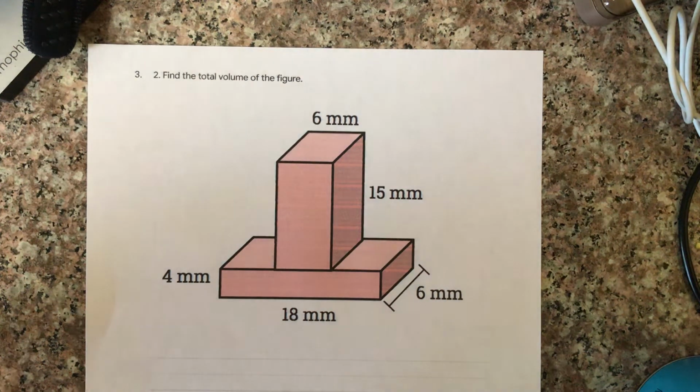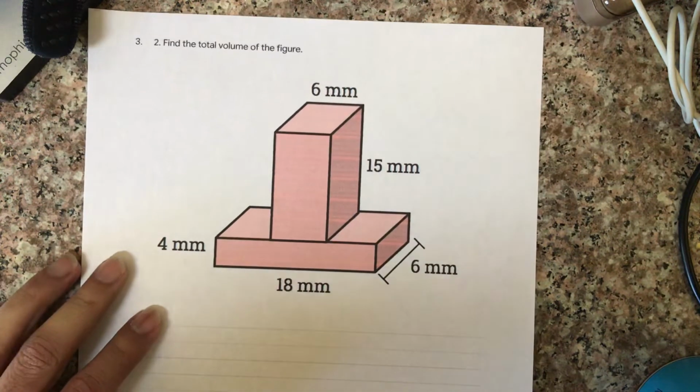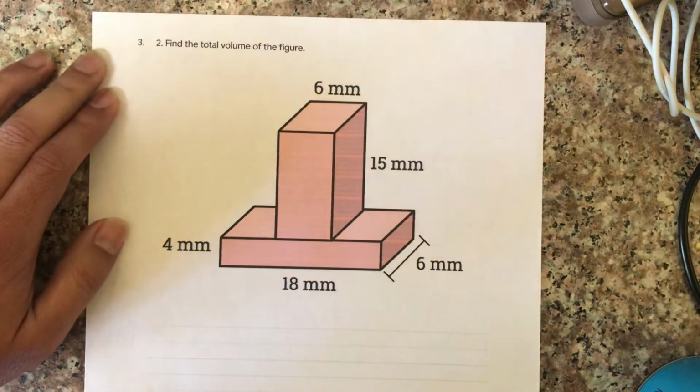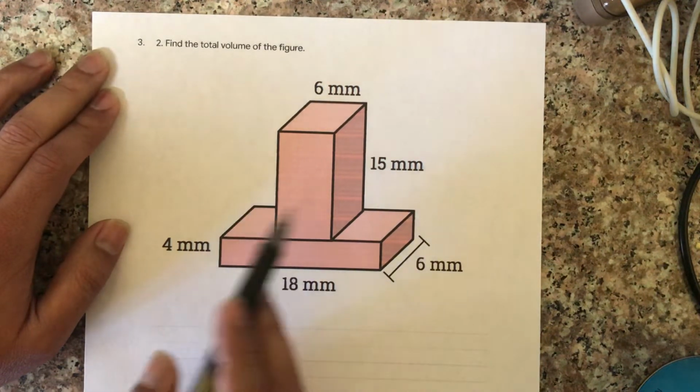Okay guys, for those of you a little stuck on finding the volume of a figure when you have more than two rectangular prisms together, this is kind of how you do it. All right, so we'll try to help you out. So in your homework, this is number 2. You had to find the total volume of the area.